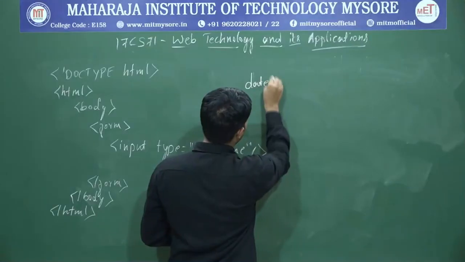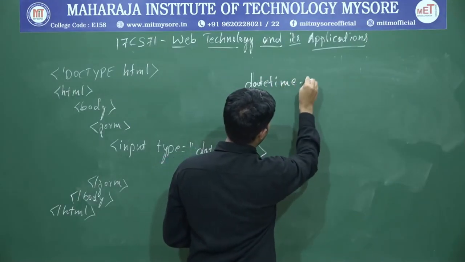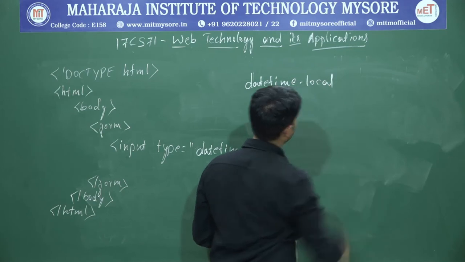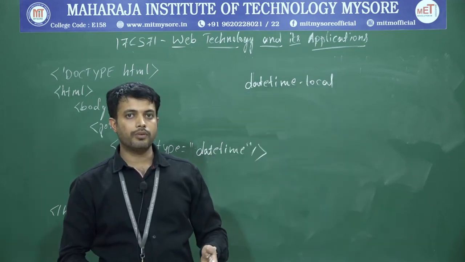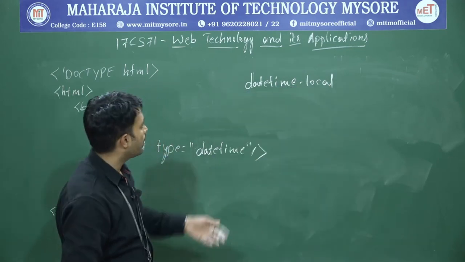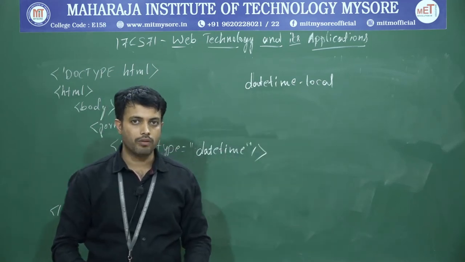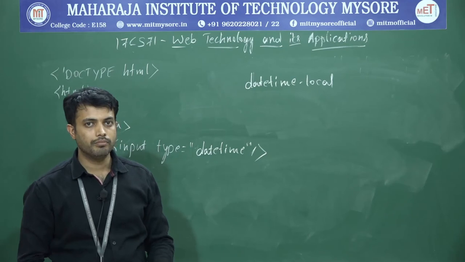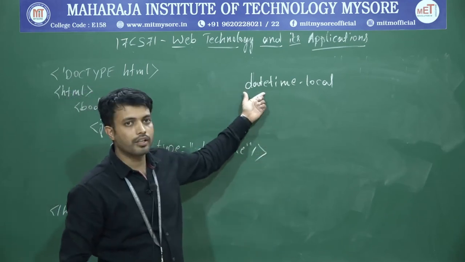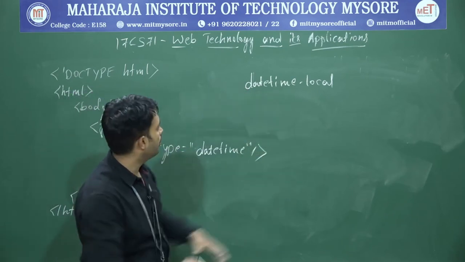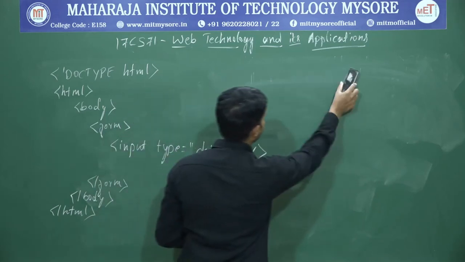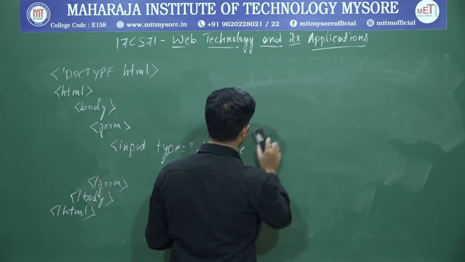Datetime-local. Here we need not specify any time zone. It automatically takes the current system which we are working with. That system time will be taken as the default. So the next one is month. Fine. Datetime-local.